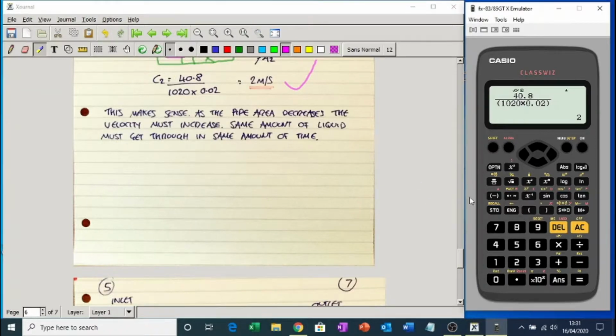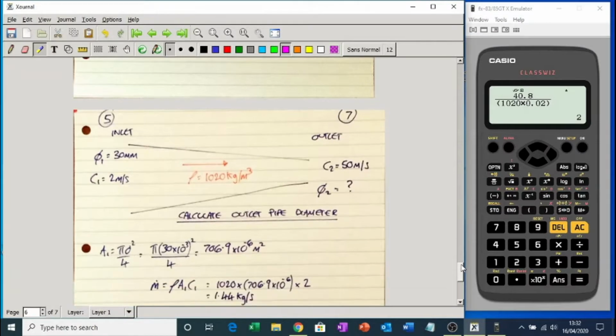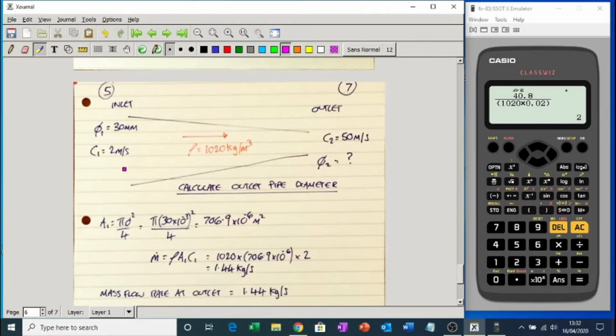Number 5. Again, inlet and outlet. Diameter 30 mil. Speed in is 2. Density is 1020. The speed out is 50, but we don't know the pipe diameter. Calculate the outlet pipe diameter.